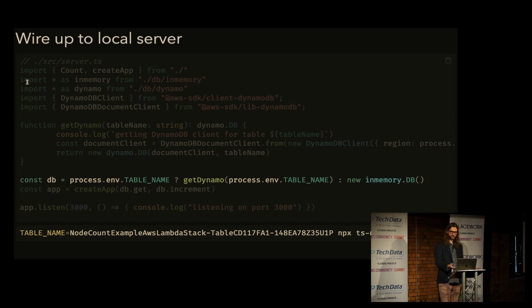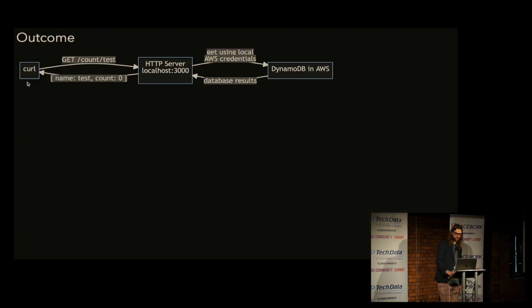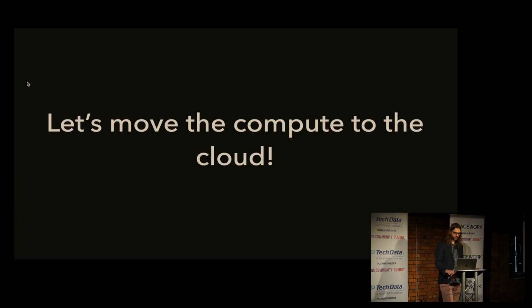So here we've got the same application that used to run with an in-memory database. If you have a table name environment variable set, it'll try and use the DynamoDB in the cloud instead, using the local credentials that are on your machine. So you can get quite far, again, testing your application locally without ever touching on the cloud. So the outcome then is, we've got a local server, using local credentials, connecting to DynamoDB in AWS, and we're just testing a local web application like it's 1998.